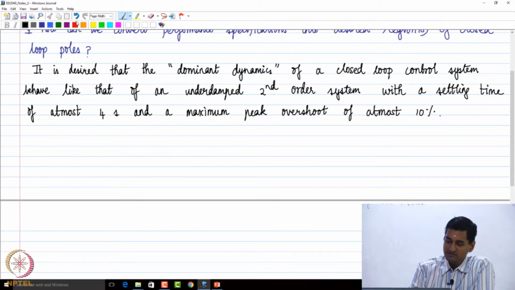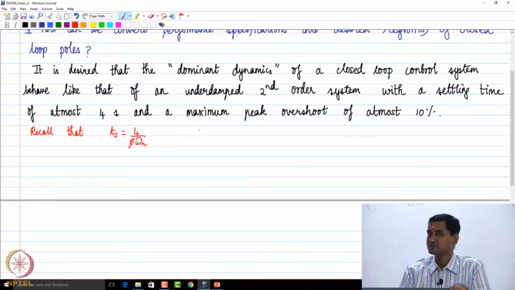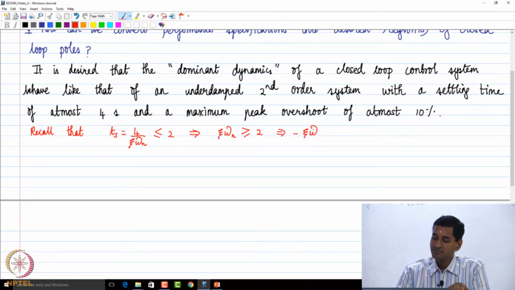So please recall that if we consider an underdamped second order system, and we did all the derivations, the settling time Ts, corresponding by default to the 2% settling criteria, was equal to, what is the formula for the settling time? It is going to be 4 by zeta omega n. So 4 by zeta omega n was the expression for the settling time of an underdamped second order system, considering the 2% settling criteria. So let's say I want this to be at most 2 seconds. This immediately implies that zeta omega n should be greater than or equal to 2. This implies that minus zeta omega n should be less than or equal to minus 2.